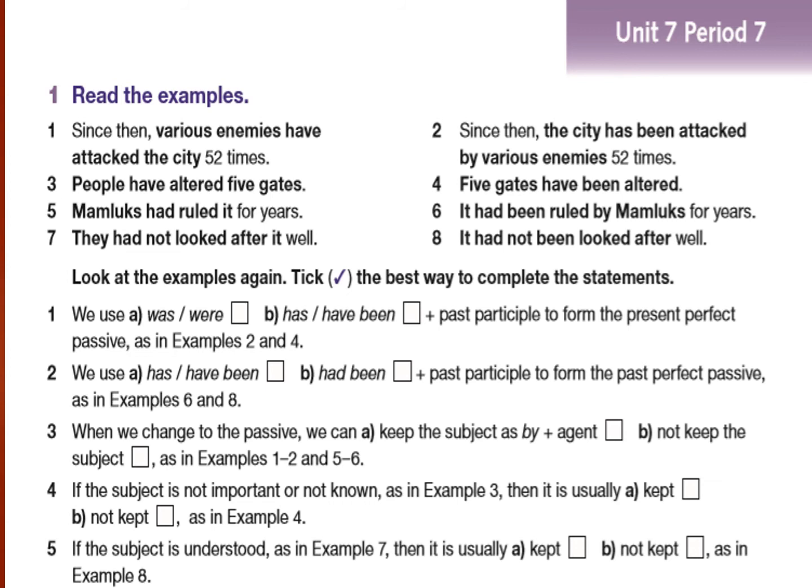Okay, now let's check your answers. Number 1: we use was, were, or has, have been. The rule is yes, has, have been, plus the past participle to form the present perfect passive, as in examples 2 and 4. Look at examples 2 and 4. They use have been or has been. Number 2: we use had been, plus the past participle to form the past perfect passive. In examples 6 and 8, they used had been, not have been.